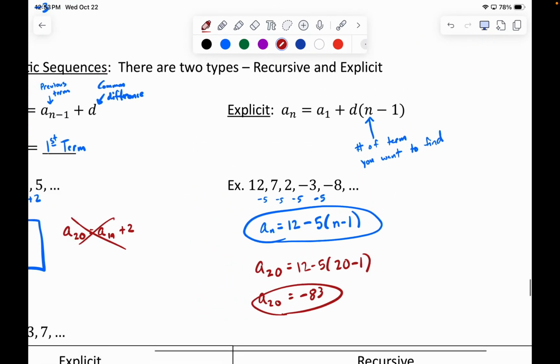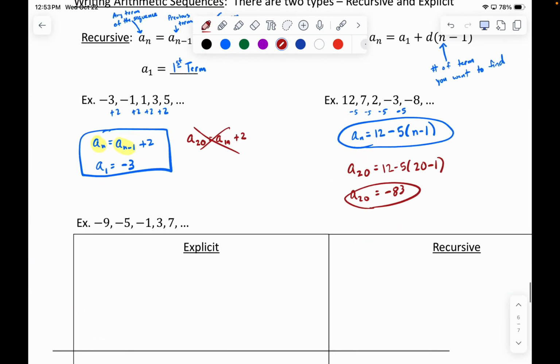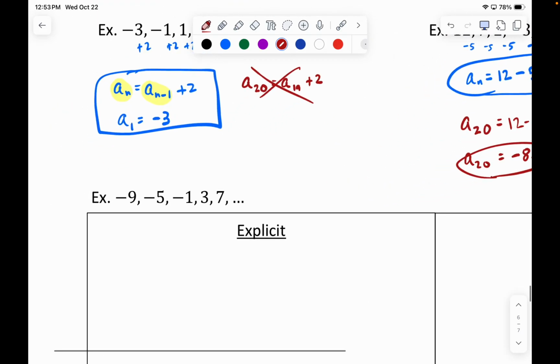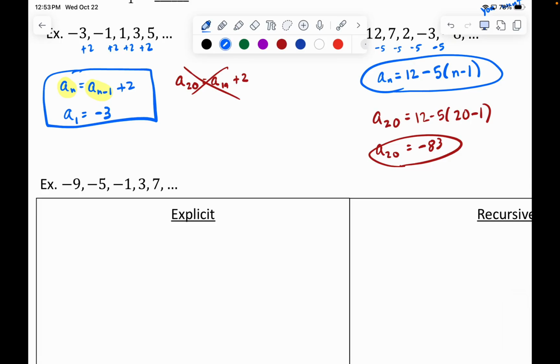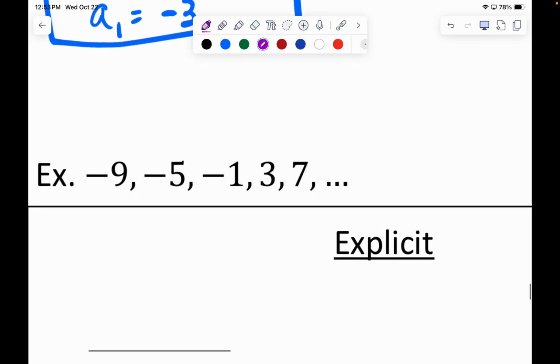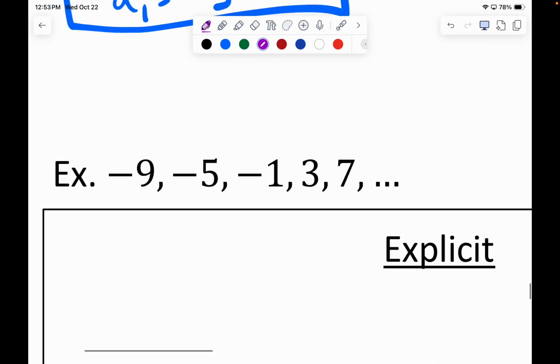All right, so those are the two different ways to write those sequences. I have one more I want to do with you guys. We're going to use the same sequence for both, to try to get it in our brains a little bit better. So, the only thing we got to find: negative 9, negative 5, 1, 3, and 7. What is the common difference in that sequence? Plus 4, good. Again, that's it. That's all I got to find.